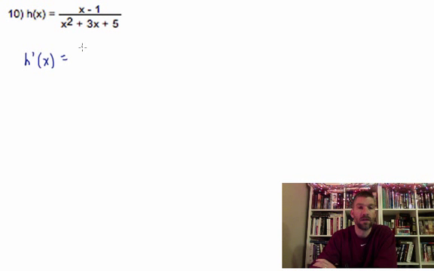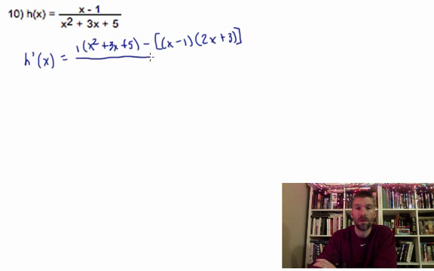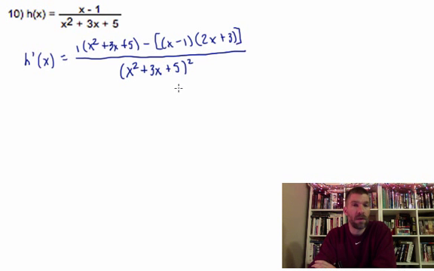So the derivative of the top is 1 times the bottom, so low d high, minus high, which now is x minus 1, d low, and that's going to be 2x plus 3, over low low. So again, this is a situation where I don't necessarily need to square out x squared plus 3x plus 5. I can leave it, because I'm just interested if this x squared plus 3x plus 5 equals 0. That would be an undefined point, and that could be a possible critical value in my original function.